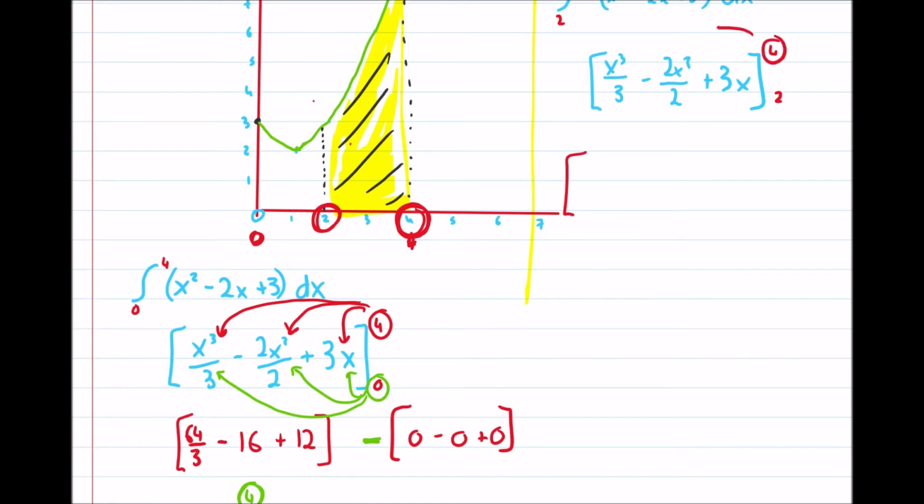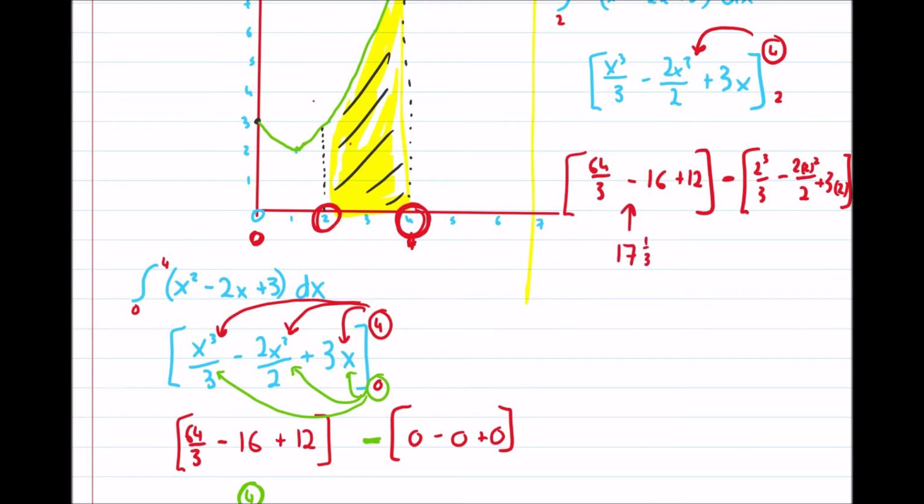When we put the 4 in for the x, we already got 64 over 3 minus 16 plus 12, minus, and then we have to put the 2 in for the x. So that'll be 2 cubed over 3 minus 2 squared over 2 plus 3 times 2. This gives us 17 and a third, this one here, and we take away whatever this answer is. If we work all this out, it's 4 and 2/3, and that will give us 12 and 2/3 units squared.